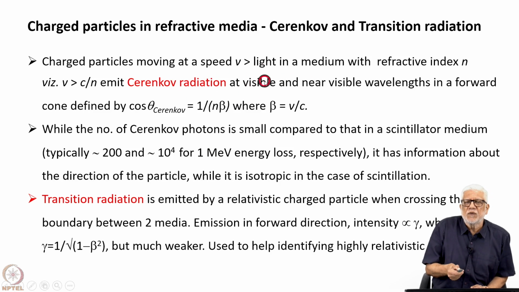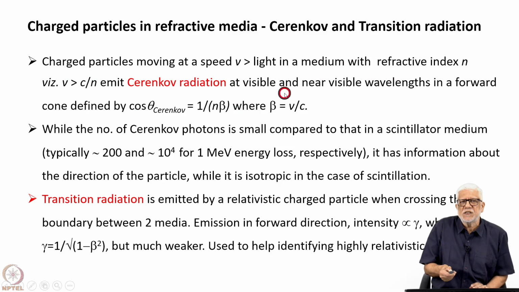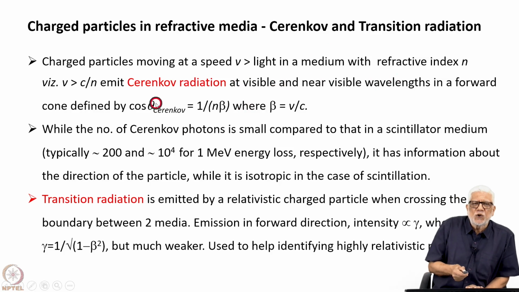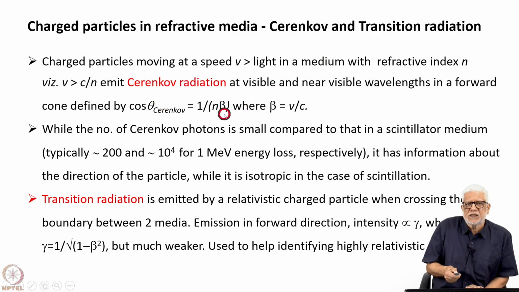The speed of light in the medium is defined by c by n. If the velocity of the charged particle is greater than c by n, then it emits Cherenkov radiation, and this is basically in the visible, near visible regions in a forward cone. That forward cone is defined by cosine theta equal to 1 by the refractive index times beta. Beta is just v by c, the speed of the particle relative to the velocity of light.